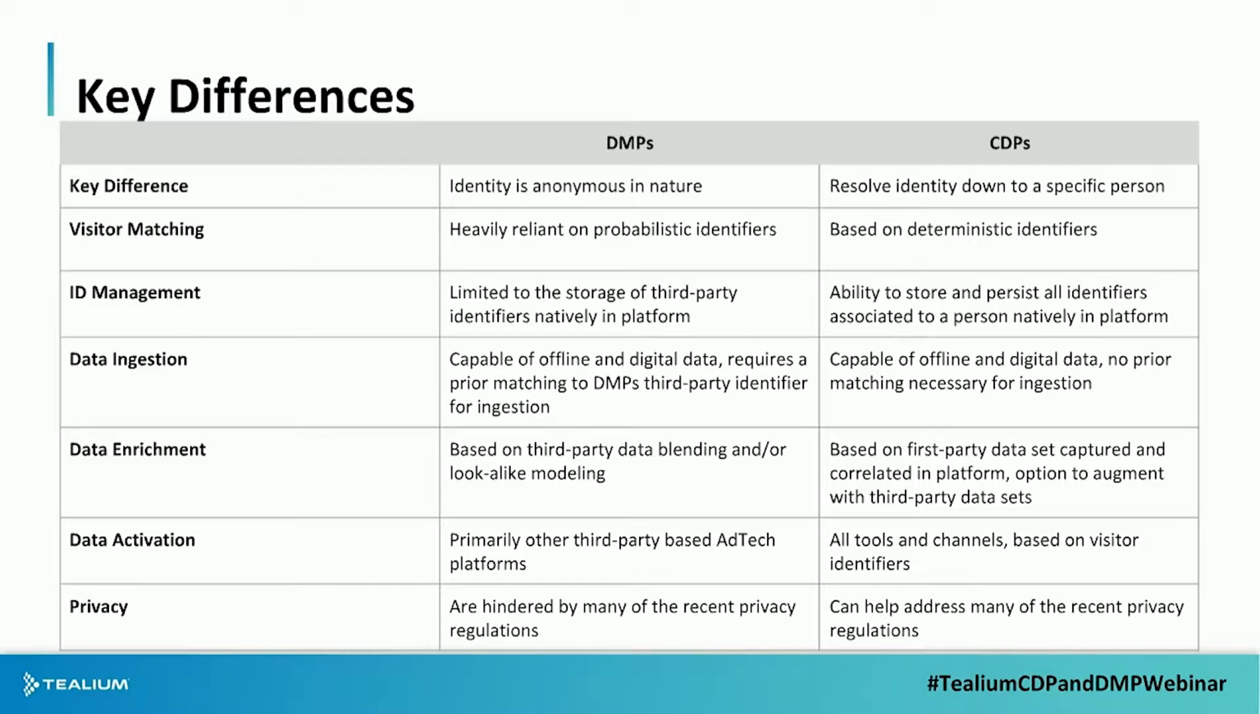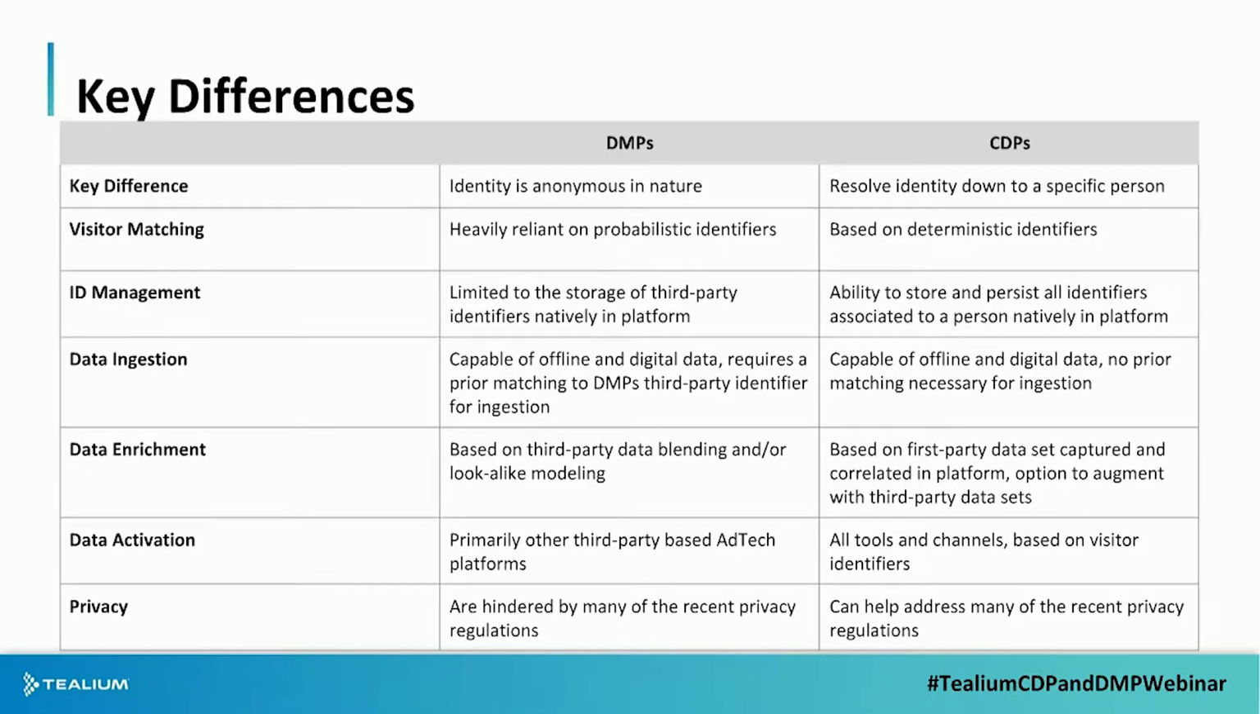Nice. Data activation. So this would be the syndication of segments or audiences or data really in general to another system. DMPs primarily distribute data to other ad tech-based platforms that are reliant on third-party identifiers that they're able to sync with and thus pass segments with a high match rate.